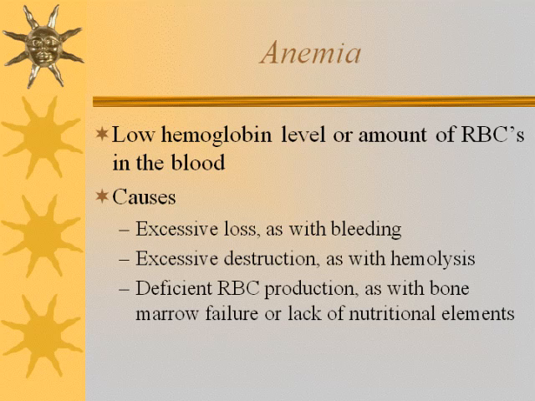So let's talk about anemia. Anemia is when you have a low hemoglobin level or a decreased amount of red blood cells in the blood. It can be caused by several different things. Number one, maybe you've lost blood for some reason, you're bleeding. Number two, maybe your body is destroying red blood cells for some reason, or hemolysis. Or three, maybe you're just not producing enough red blood cells. Maybe you have bone marrow failure, a certain type of cancer, or you've taken chemo, or maybe you're B12 deficient or iron deficient. So your body's not producing enough red blood cells.